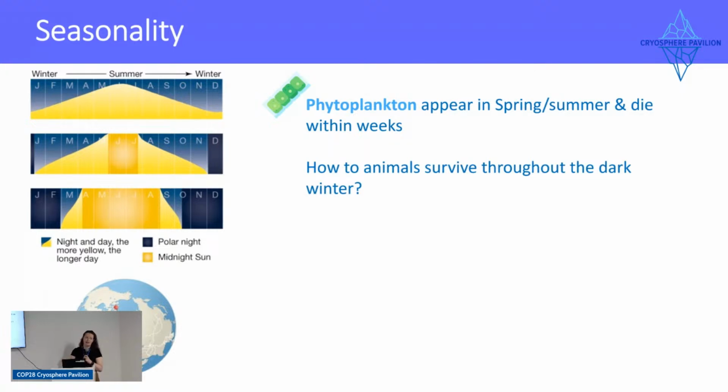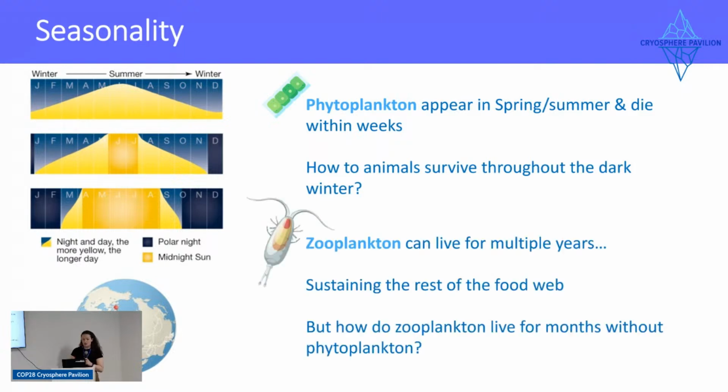So how do they survive? How do we get whales? How do we get seals? How do we get fish? This is where zooplankton come in. So in the poles, lots of zooplankton live for multiple years, and it's that aspect of elongating the amount of food that's available because the zooplankton live for multiple years. That means that the rest of the food web can be sustained.